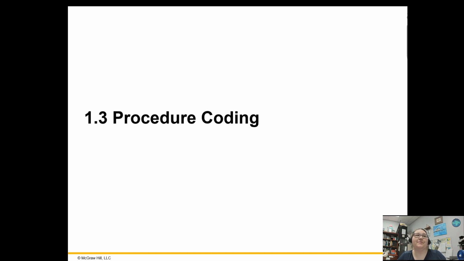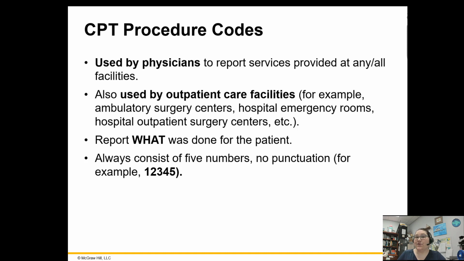Procedure coding. CPT procedure codes are used by physicians to report services provided at any and all facilities. They are also used by outpatient care, for example, ambulatory surgery centers, hospital emergency rooms, hospital outpatient surgery centers, etc. It reports what was done for the patient. It always consists of 5 numbers with no punctuation. An example here is 1, 2, 3, 4, 5. So a CPT code is always going to be 5 numbers.